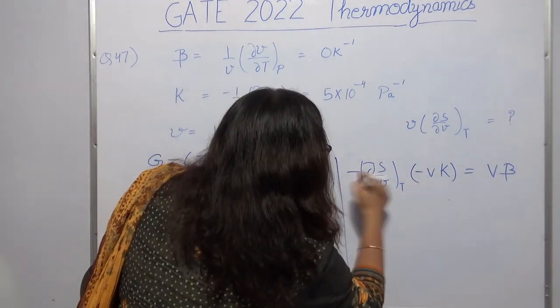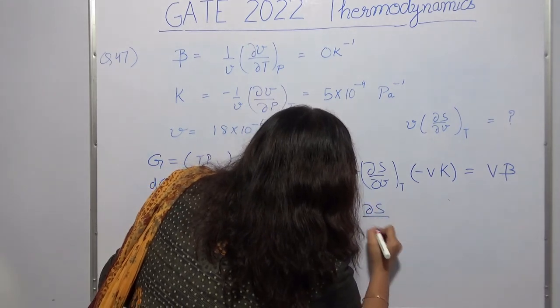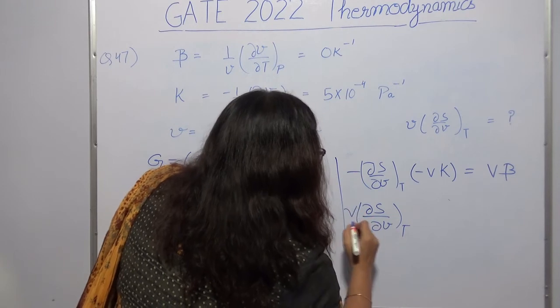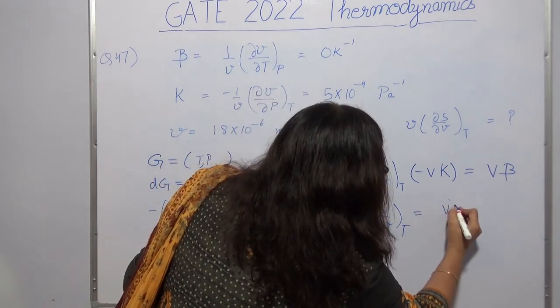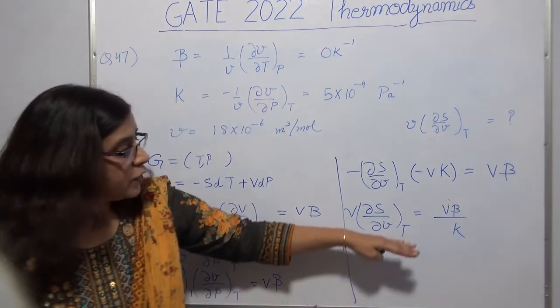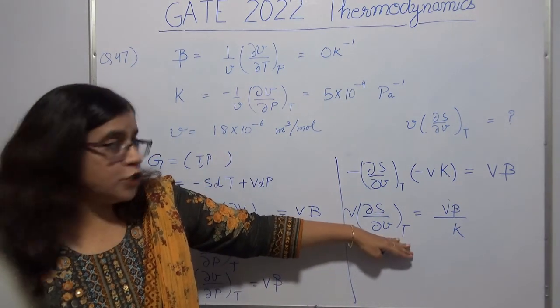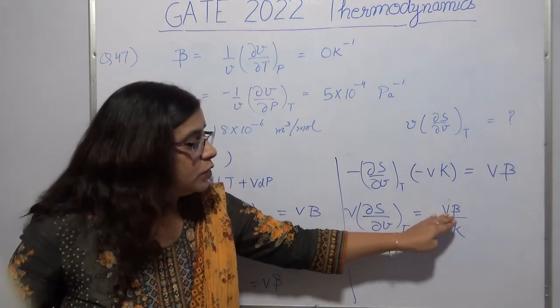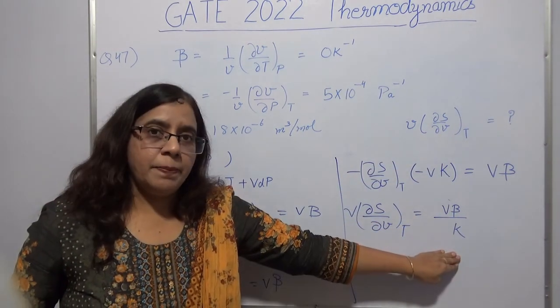So minus minus becomes plus, so I don't have to bother about the negative signs anymore. V I will keep over here, and then what I get is V beta by kappa. So basically your differential which they had asked you to calculate, del S by del V at constant T, becomes equal to V times beta upon kappa.